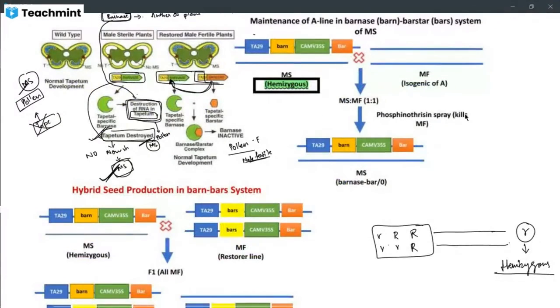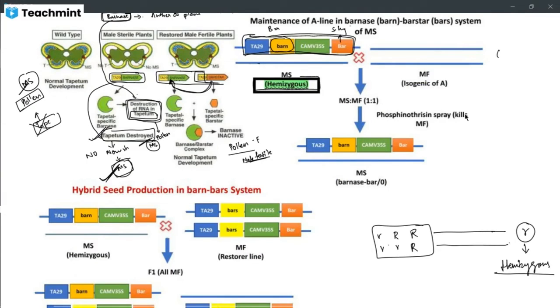See, this is your transgenic construct, right? It came from another organism. Barnase came from one organism, which is known as Bacillus amyloliquefaciens. The bar gene came from Streptomyces hygroscopicus. But this is in the hemizygous condition, which means it is only in a single copy. There is no counterpart to it.